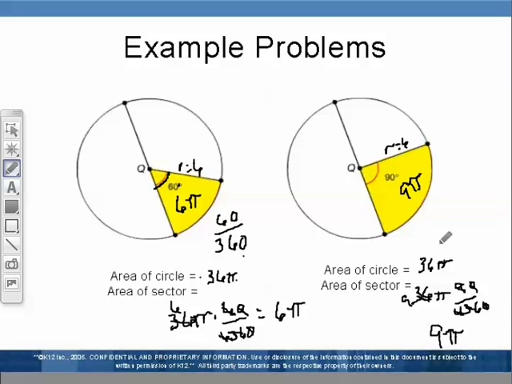Do you see how I'm using that? I'm leaving pi in my answers in every case, and I'm just using the ratio of 60 divided by the entire 360 degrees, or 90 divided by the entire 360 degrees.